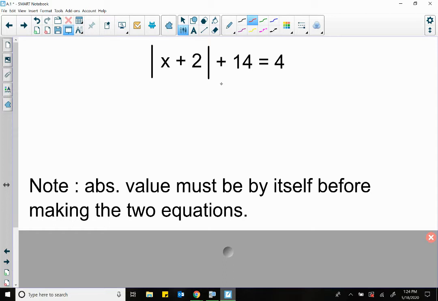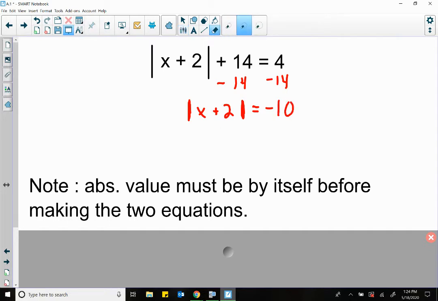So in this guy up here, you will subtract 14 from both sides. And so that gives us the absolute value of x plus 2 equal to negative 10. This is what you will make two equations off of because the absolute value is by itself. You have to make sure this happens first before you do the equations. Uber important. Okay?